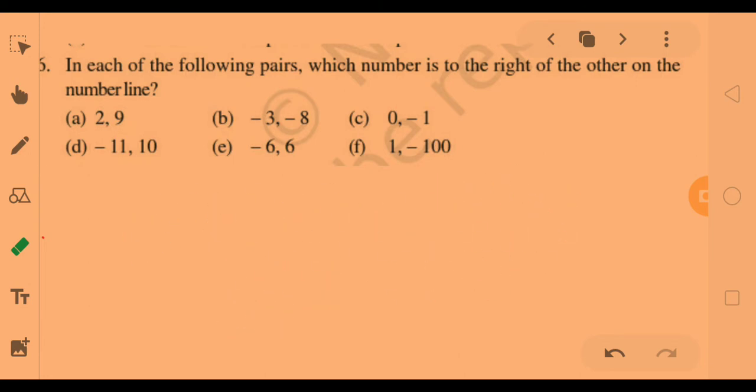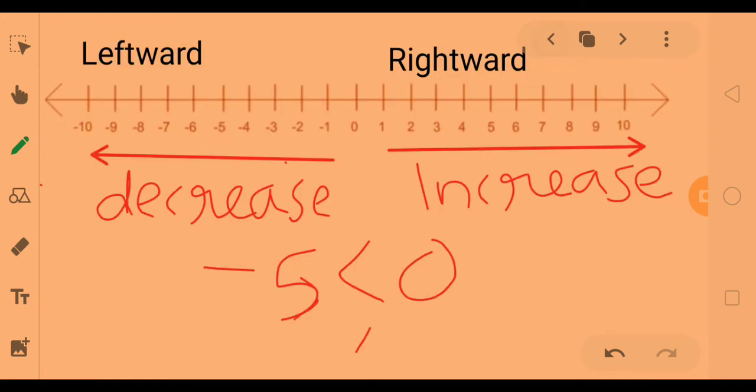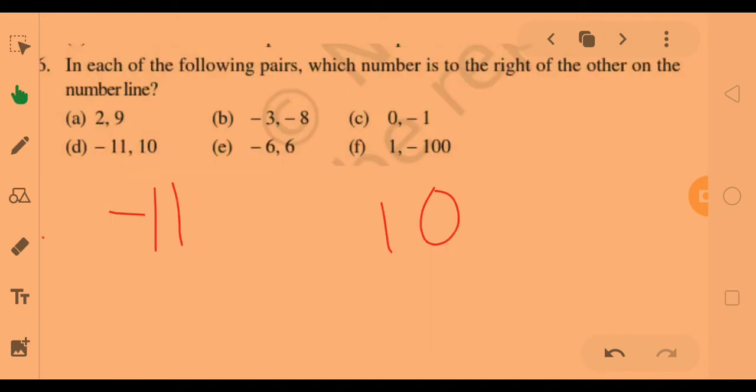Then see the next one, -11 and 10. Which integer is on the right side? Here you see 10 is here, and -11 will be after this. So 10 is on the right side. We can say that -11 is less than 10.